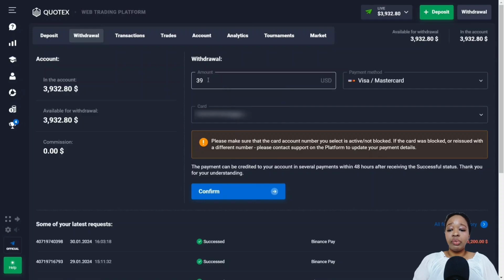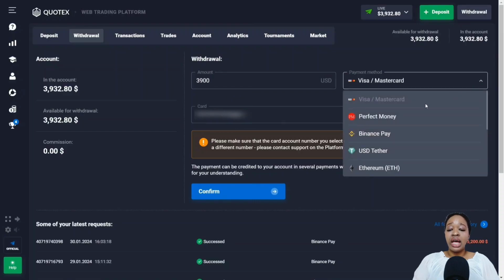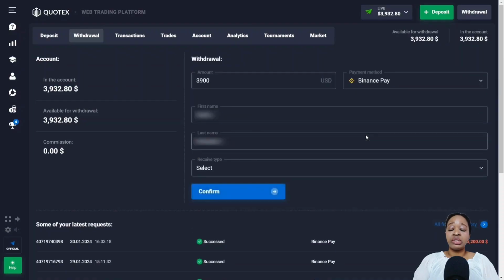Here in the upper column, you need to set the amount that will be withdrawn. I'll leave a request for $3,900, and then next I'll open this tab and select Binance Pay as I'll be withdrawing my funds to the Binance platform. Then I'm going to fill in my name in the following columns.